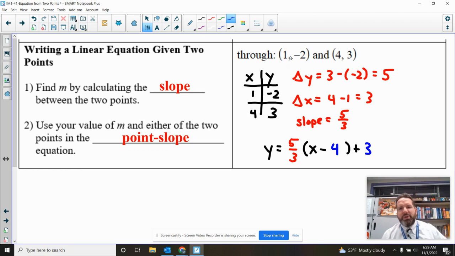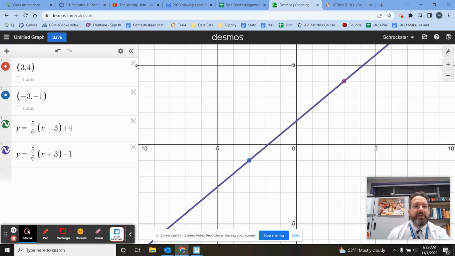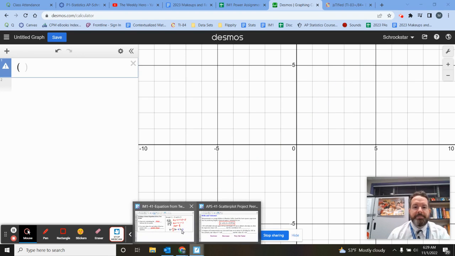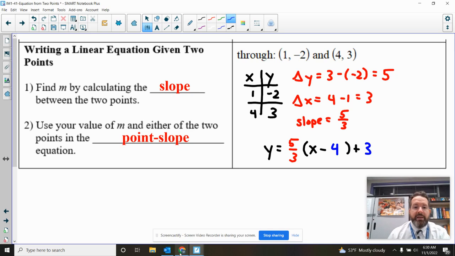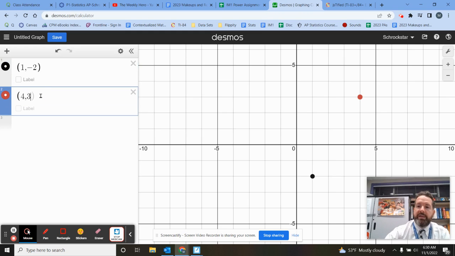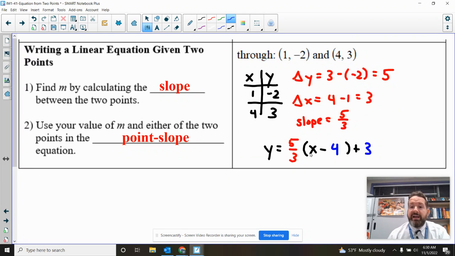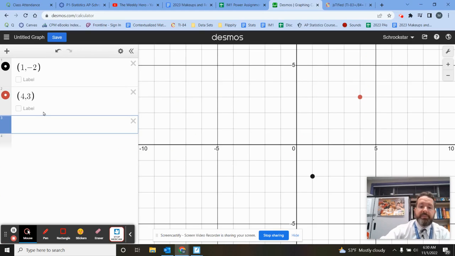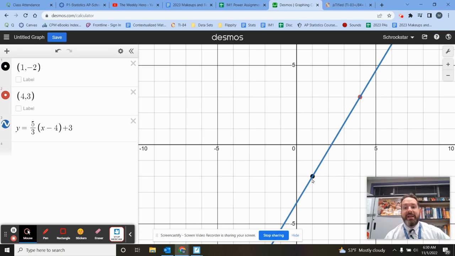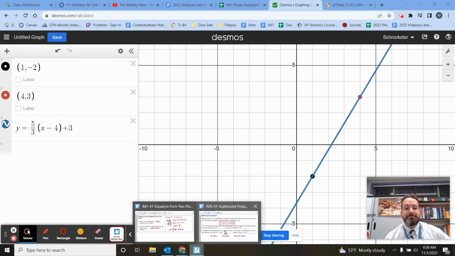Once again, just for practice, let's do a real quick check. I'm going to pull up my Desmos, clear out what we have, and put our new points in. We had one at 1, -2, and another point at 4, 3. Okay, so a steeper line this time. We think an equation is 5/3 x minus 4 plus 3. So y equals 5/3 x minus 4 plus 3. There we go. We know we've done things right because my line goes through those 2 points.